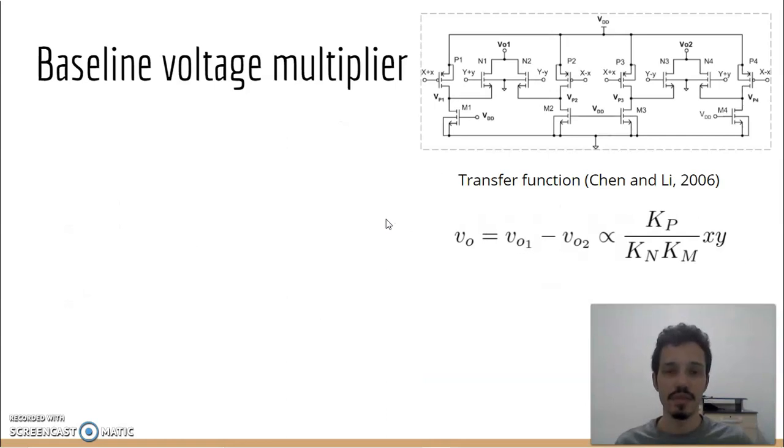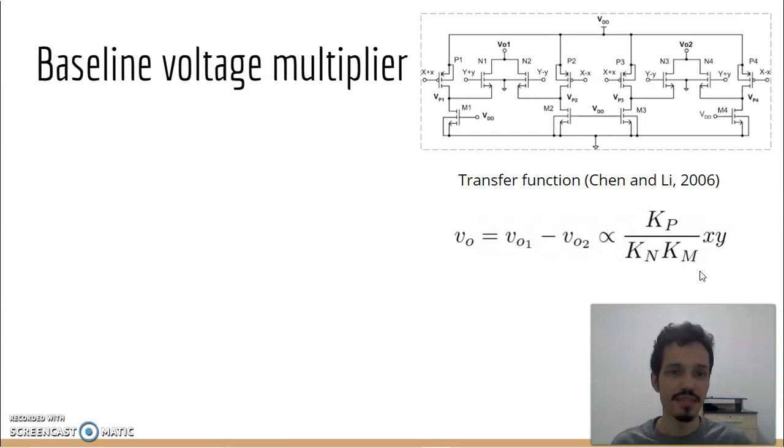The authors of this multiplier join transistors in groups P, N, and M. The transistors within the P group are all PMOS devices, while transistors in groups N and M are NMOS devices. Within each group, the transistors have the same aspect ratio, and based on this grouping, the authors propose the following transfer function, in which the circuit's differential output is proportional to the multiplication between differential signals times this ratio.